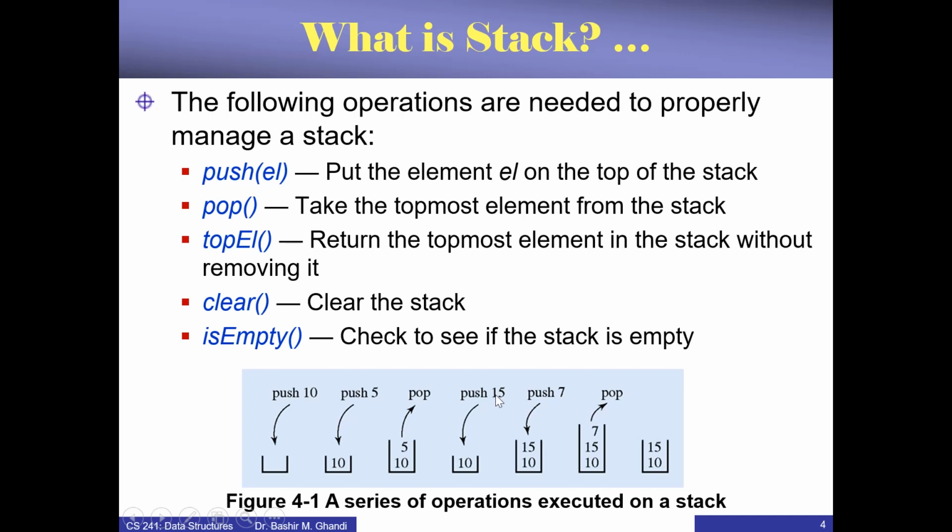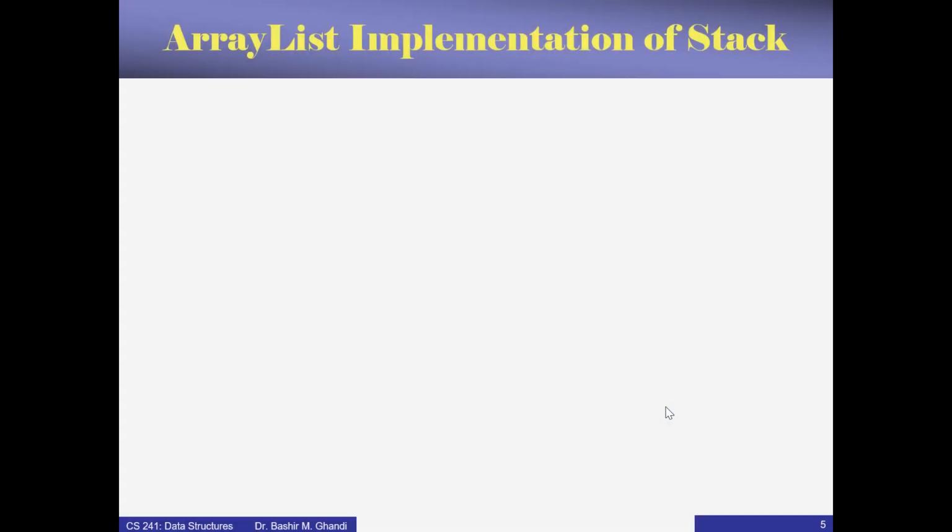Now if you push 15, again 15 will be at the top of 10. Push 7, 7 will be at the top of 15. And if you now pop, it is the last one that came in, which is 7, that you will remove. So you will be left with 10 and 15 in the stack. This is basically how stack operates. Now let's look at the implementation. As I said, we're going to look at two ways to implement a stack.